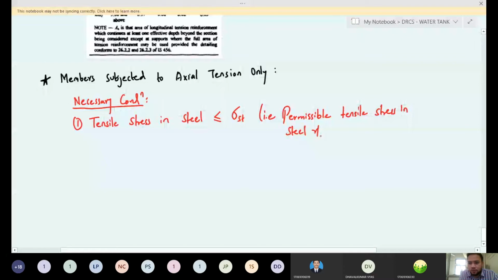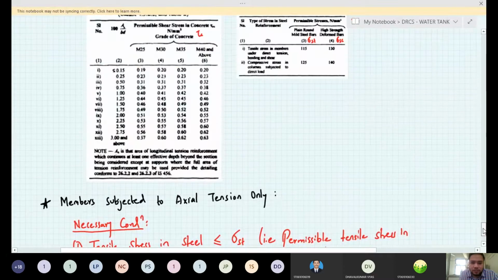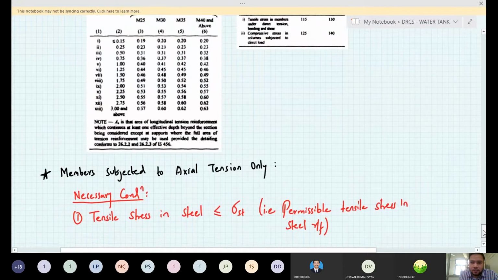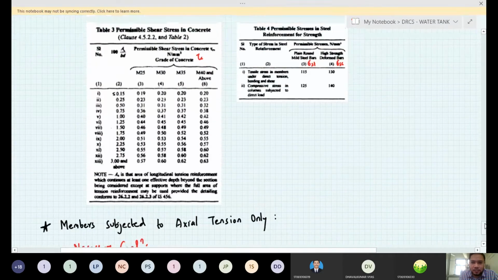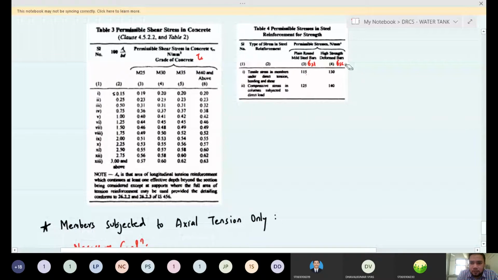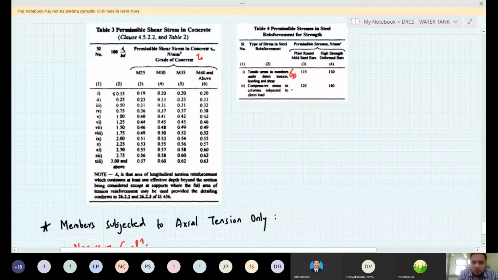So we have to make sure that the steel we are providing is sufficient, so that the tensile stresses in steel are less than this value sigma ST. This is sigma ST and this is sigma SC. For plain bars it is 115, and for HYSD bar it is 130.